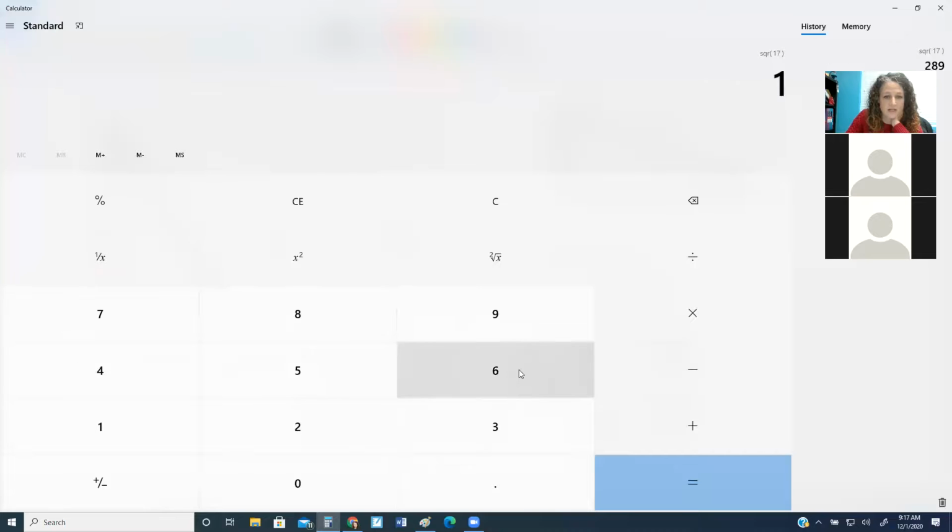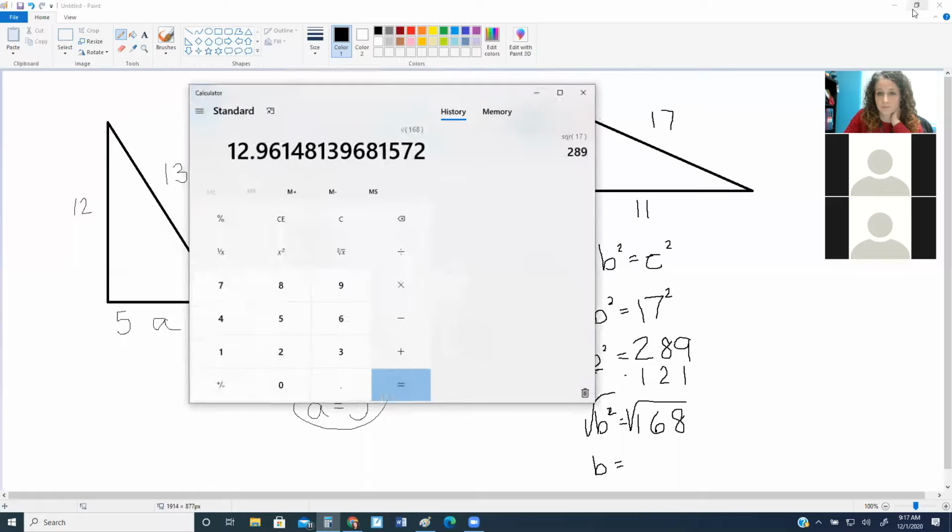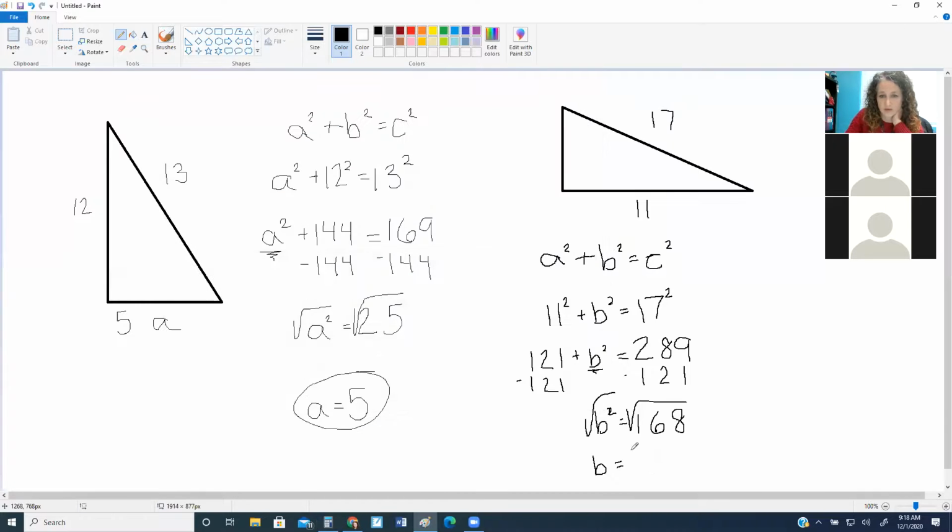So 168, then I hit my square root button. Big, long, irrational number, right? I'm just going to round it to 12.96. B equals 12.96. So let's put it up here. Does it pass the does-it-make-sense test? Yeah. Yep, it's smaller than the hypotenuse.